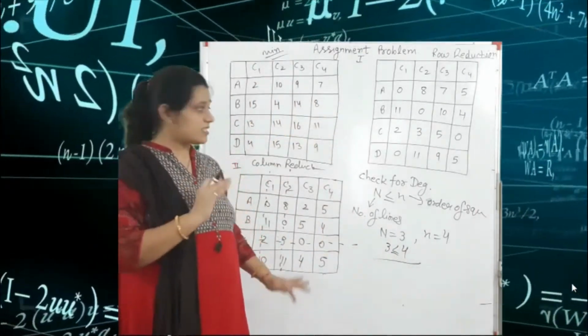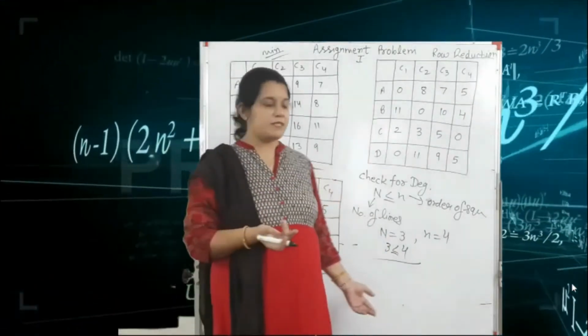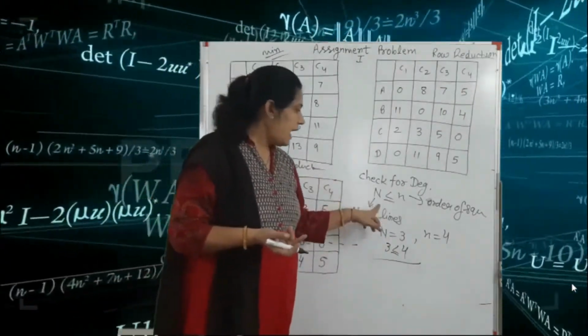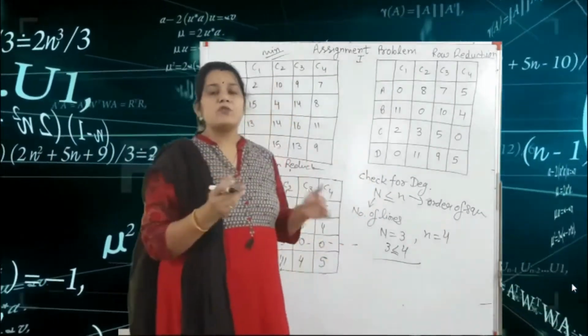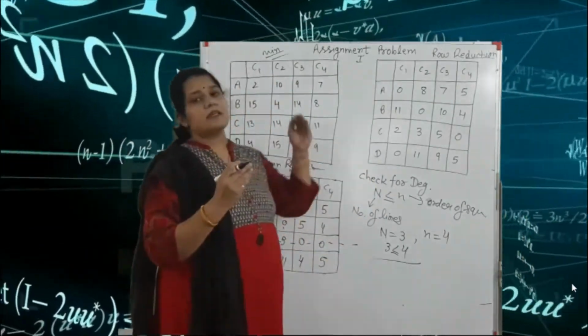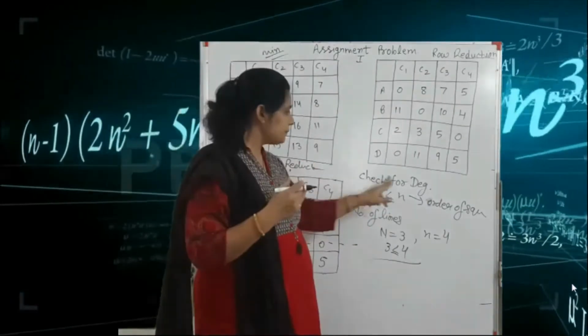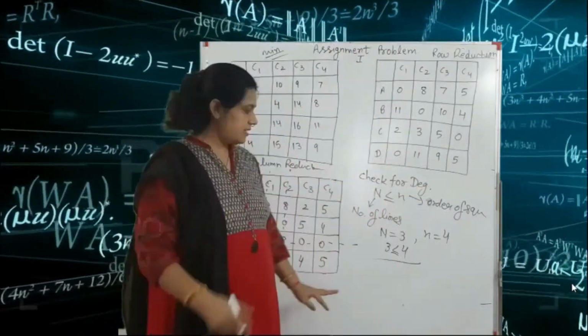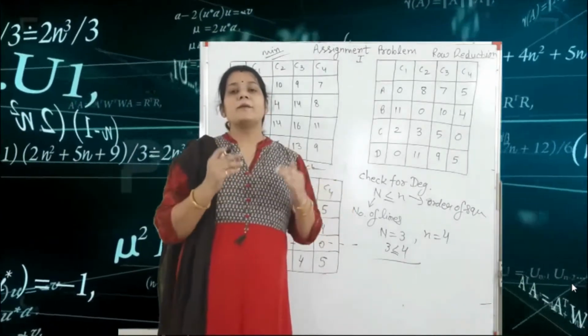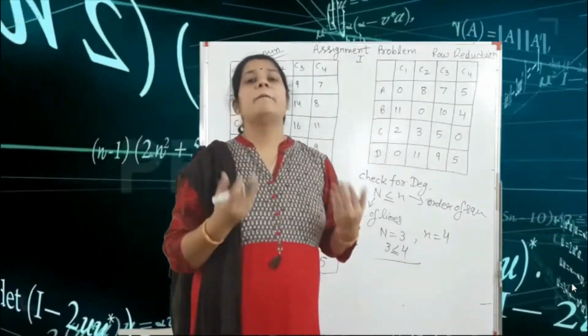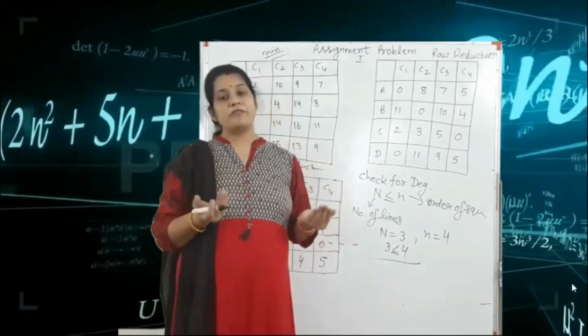Okay, if this is the non-degeneracy condition, that means if we have N equal to n or N greater than n, then we make an assignment. But this condition is for degeneracy. That means here 3 less than or equal to 4. So we make a modified matrix. Okay, we make a modified matrix.